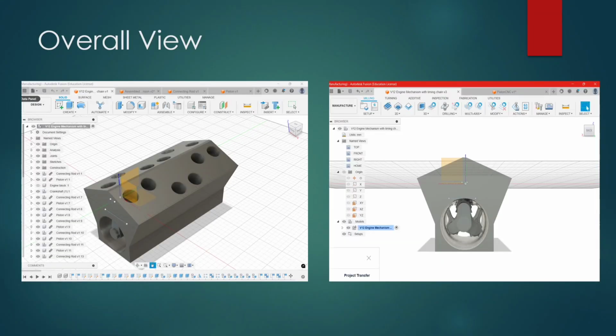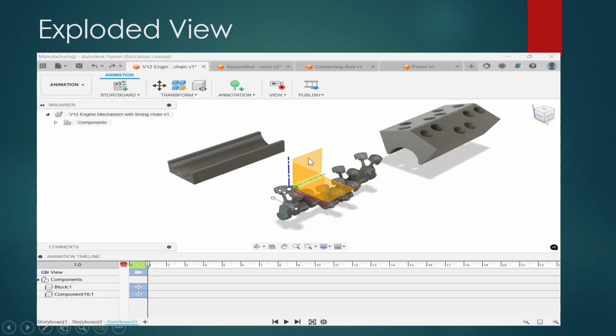Now I'm going to talk about the overall view. This is what the project exactly looks like when we open it in Fusion 360. We have two views here: the northeast isometric view on the left side, and on the right side, the side view of the overall project. Next is the exploded view. When we open up the project, it will look exactly like this.